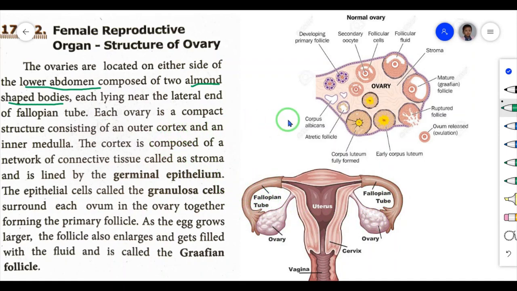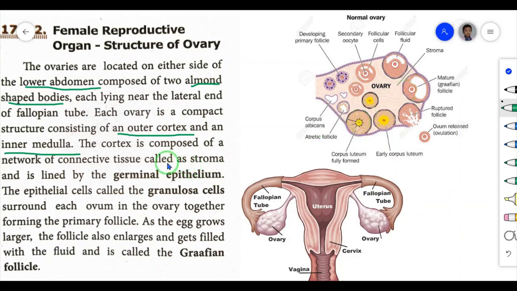Now we can see the cross section of the ovary. Each ovary is a compact structure consisting of an outer cortex and inner medulla. So here also there is an outer region and an inner region. The outer region is known as cortex and the inner region is known as medulla. Outer cortex and inner medulla.